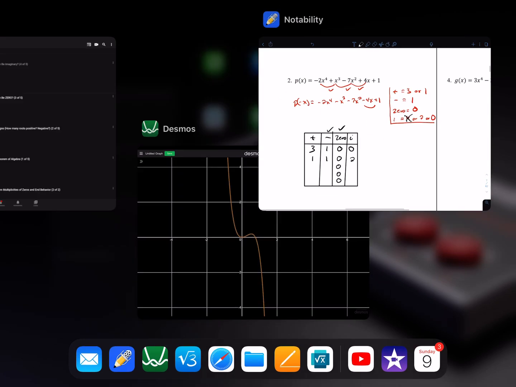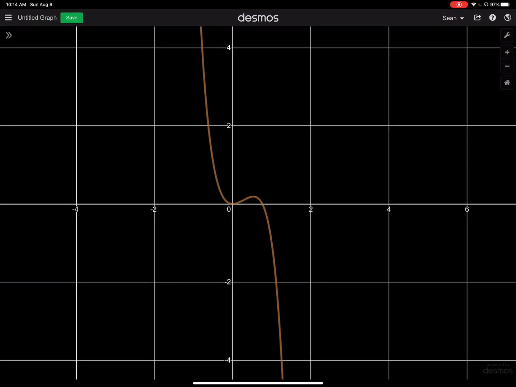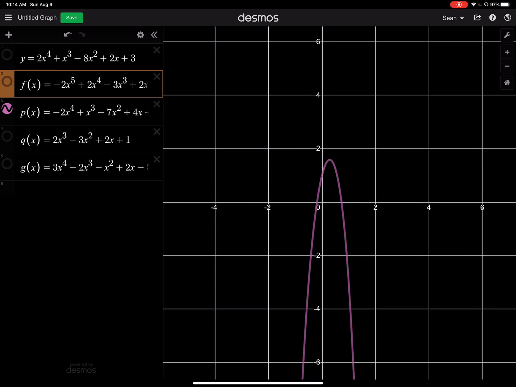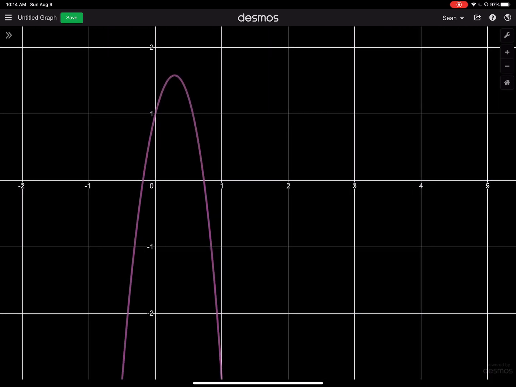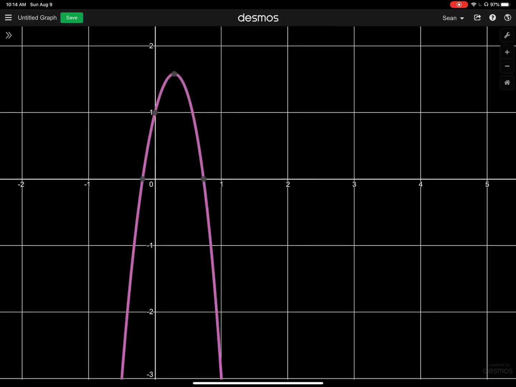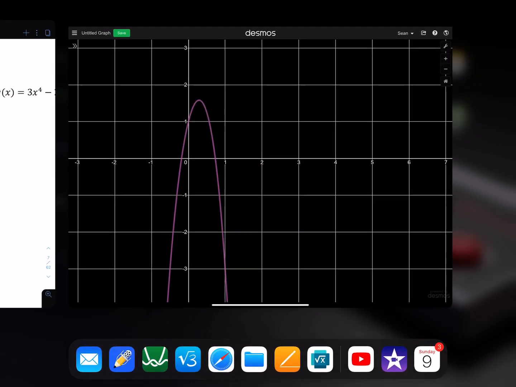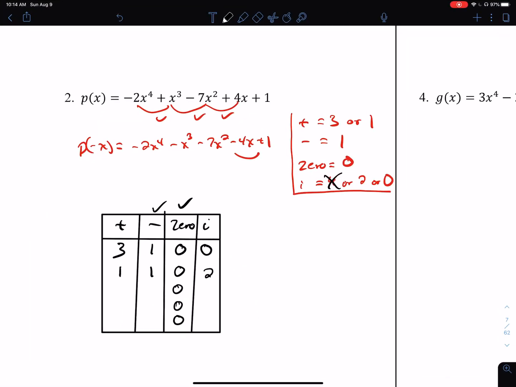Let's look at our graph. P of x, we see we have 1 negative, 1 positive. If I zoom out, it doesn't appear to be any more. So it's 1 positive, 1 negative, 2 imaginary.